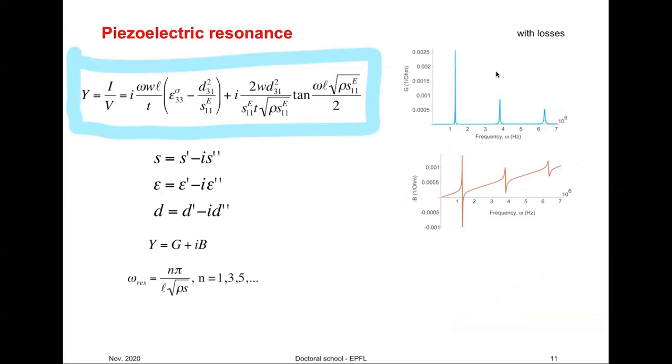In this form, it is giving you only the imaginary part, but if you replace all material coefficients, compliance, permittivity, and piezoelectric coefficient, with complex numbers. And you really can do it only for permittivity and elastic compliance. You can ignore complex piezoelectric coefficients. You put it there, and then you separate real and imaginary part. You will get such functions. You can see what is the resonance frequency, the frequency of the resonance.